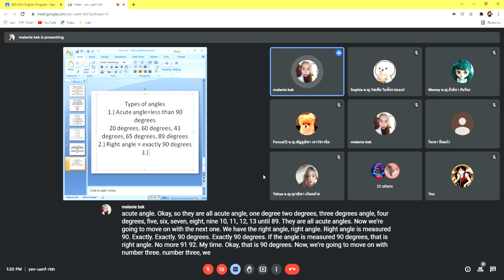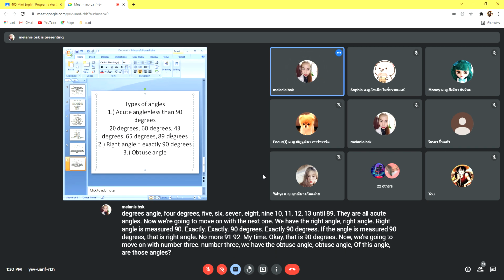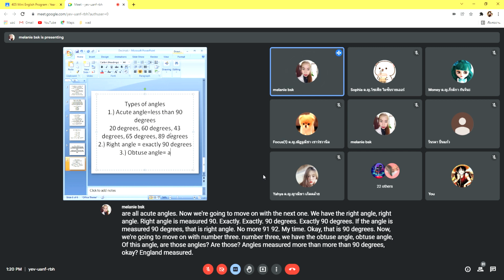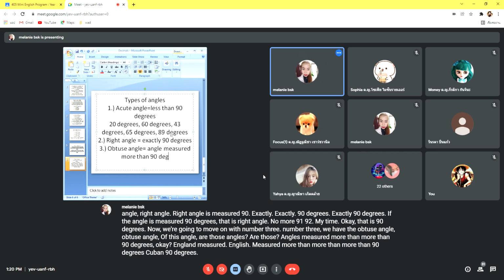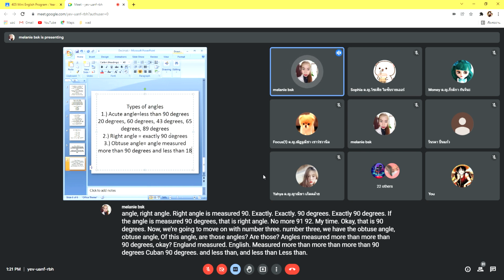Number 3, we have the obtuse angle. Obtuse angles are those angles measured more than 90 degrees and less than 180 degrees.